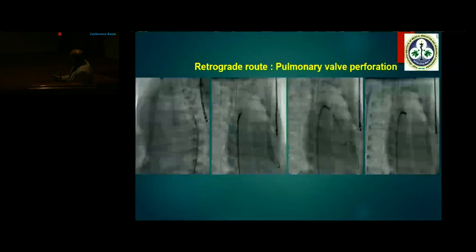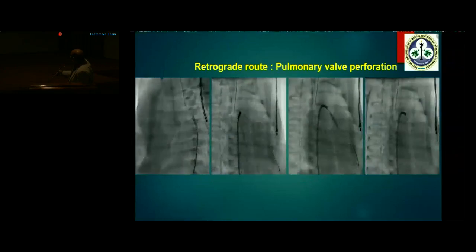So this is pulmonary valve perforation through the retrograde approach. In the sense, this is the aorta, injection into the aorta showing the duct-dependent pulmonary circulation. So the wire has come from the aorta through the duct into the pulmonary artery, and the pulmonary valve is crossed and perforated, and balloon dilatation. And you can see in the last image, through the duct the pulmonary arteries are well filled.